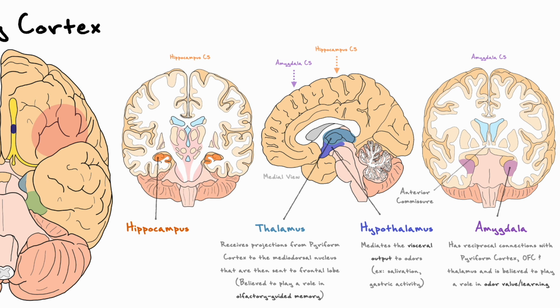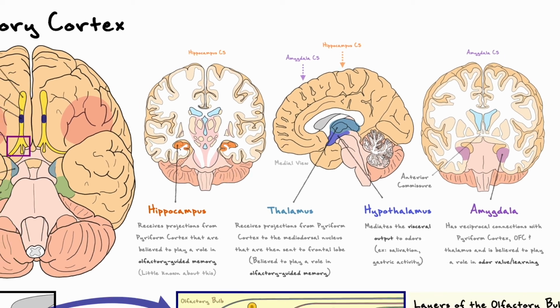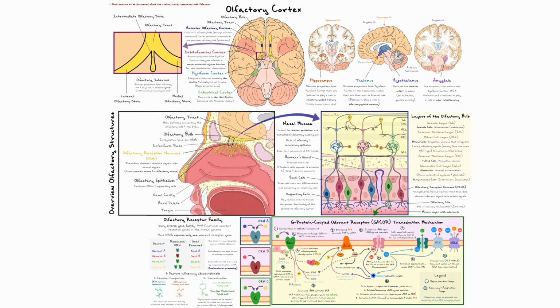The last structure, the hippocampus, can be found at a more posterior level, and it is believed to play a crucial role in olfactory-guided memory from the projections it receives from the piriform cortex. Unfortunately, much remains to be discovered about the role of the hippocampus. And with this being said, this last region concludes our discussion on the olfactory system. In this general overview, you can see the different diagrams that we have covered throughout this video and how they relate to each other to mediate the sense of smell.